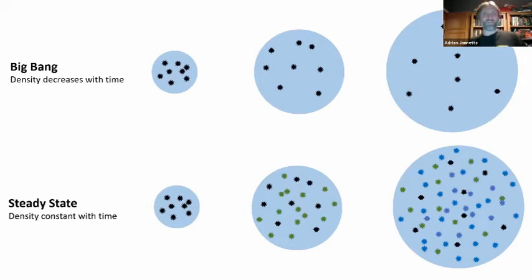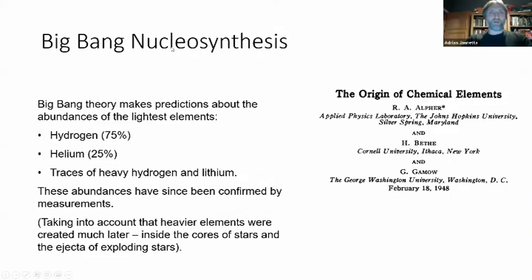Okay, so these are the two competing theories, although the majority of astronomers tended to go with the Big Bang Theory. Now, Big Bang Theory makes very specific predictions about the makeup of the universe, the chemical makeup of the universe. I grabbed a copy of the paper which made predictions about the content of the universe in 1948.